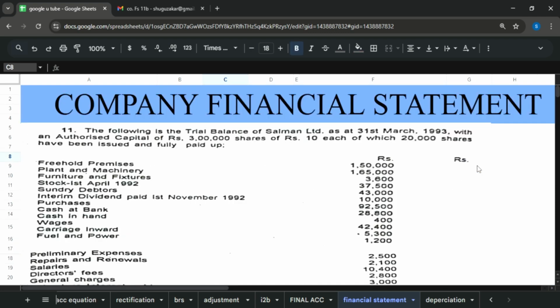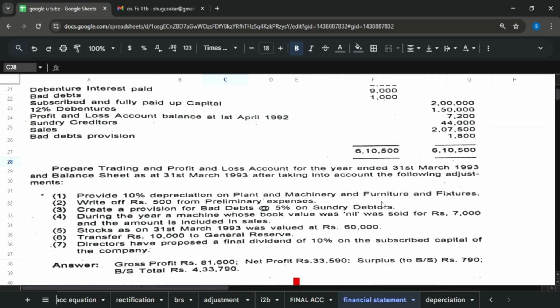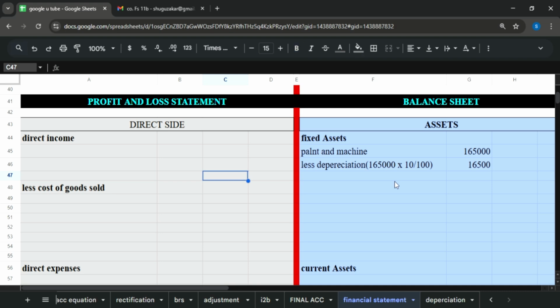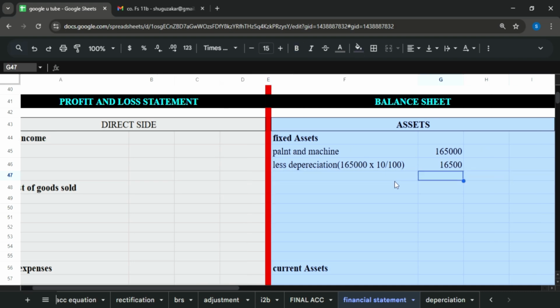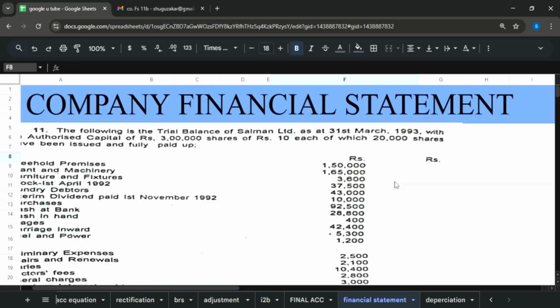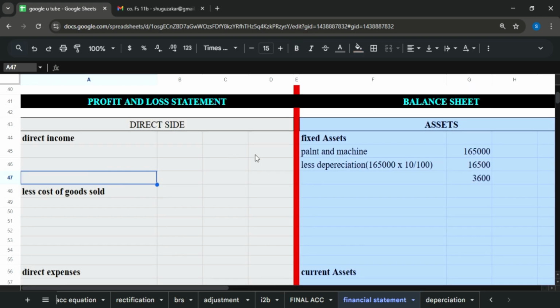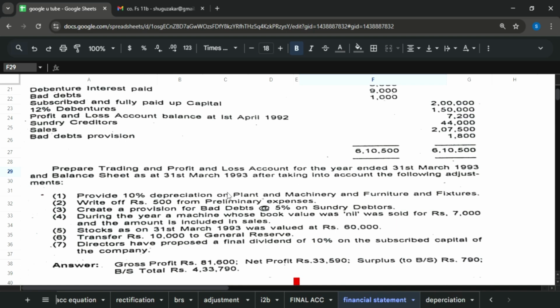Alright guys, after plant and machinery we do need to depreciate furniture as well. Let's see how much furniture is. The amount is 3600. Here is the amount of furniture and fixtures, I think both are the same. Yes, furniture and fixtures are not two different assets, they are one and the same thing. Its rate of depreciation is also 10%.